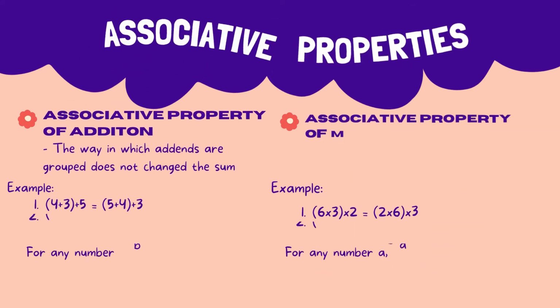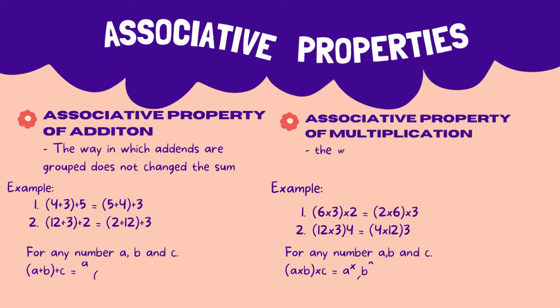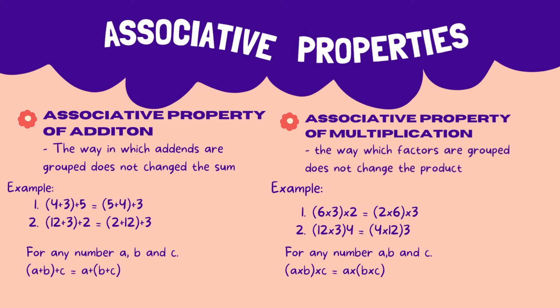Another property is the associative property. The associative property is divided into two, for addition and for multiplication. The associative property of addition means that the way in which addends are grouped does not change the sum. And for multiplication, the way in which factors are grouped does not change the product.